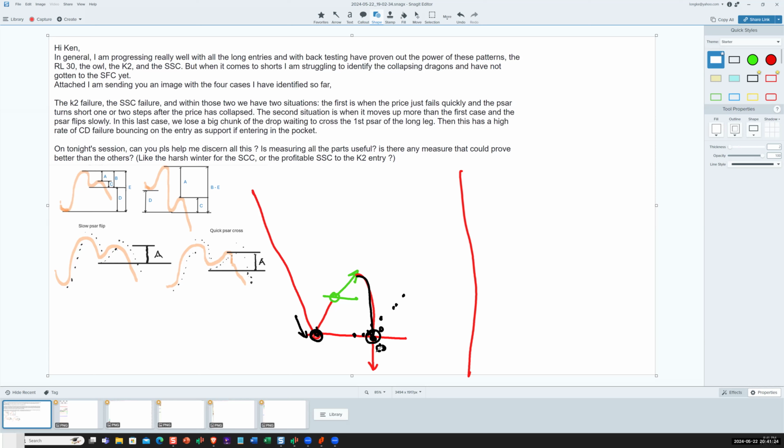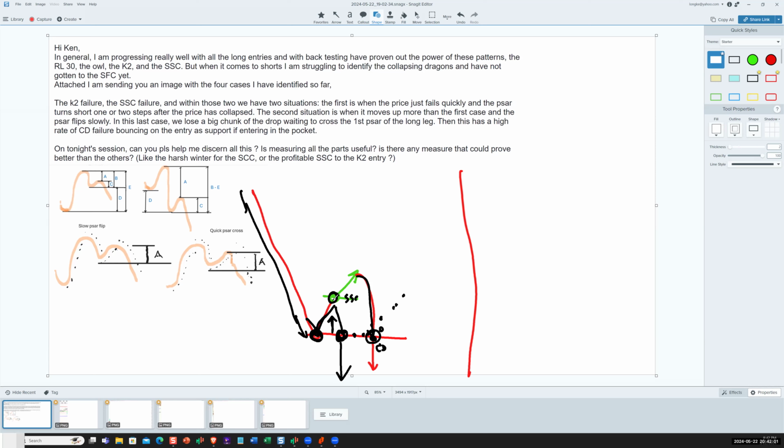That's this one. Now, it could have been, in the perfect world, that after the rebound, maybe the RL10 came to a point and it never even got to your SSC entry, but it failed sooner. We like that even more because that tells you that the buyers were even weaker and they couldn't stem the tide. And that means that the harsh winter that triggered all this is really strong. You have very strong selling pressure and very weak buyers. That triggers the best case of the collapsing dragon.